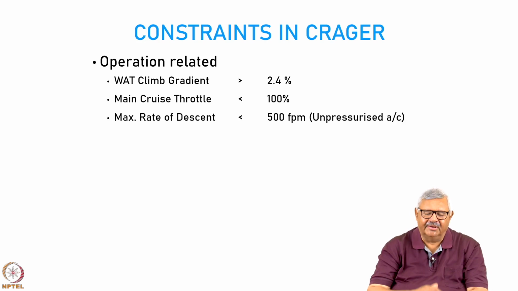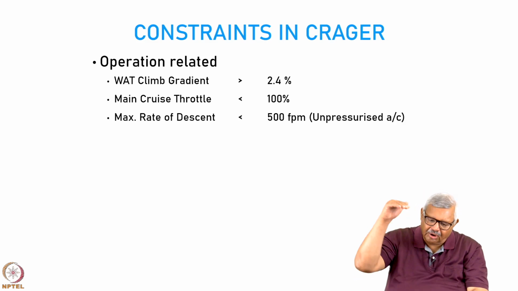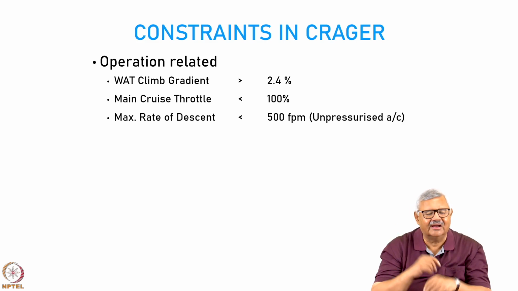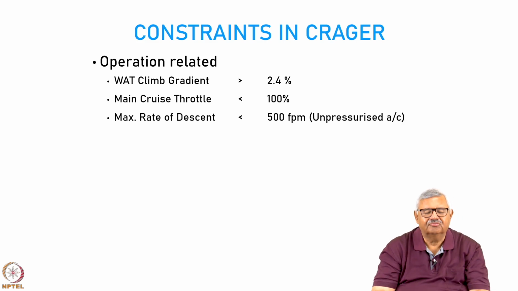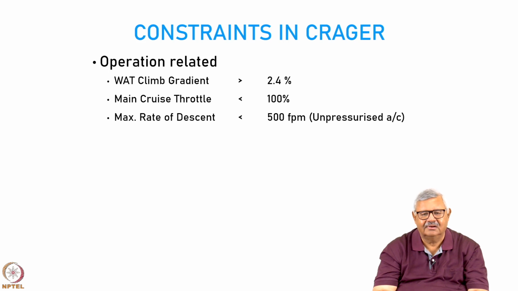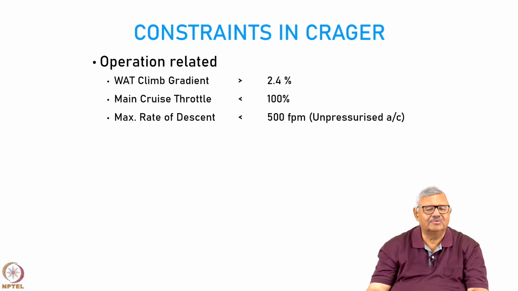Then many of these aircraft are unpressurized, and in these aircraft, if you come down very fast, the change in the ambient pressure from the cruising altitude to the ground happens very fast. So, the passengers will get earache or feel very uncomfortable. So, therefore, we have put a limit on what is the maximum rate at which you are going to descend. This constraint can be removed in case you are looking at a pressurized aircraft, but commuter aircraft and regional aircraft are generally unpressurized. It's very difficult to provide pressurization in a commuter aircraft and also in a regional aircraft.